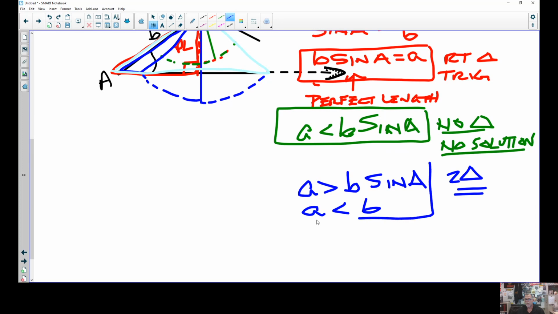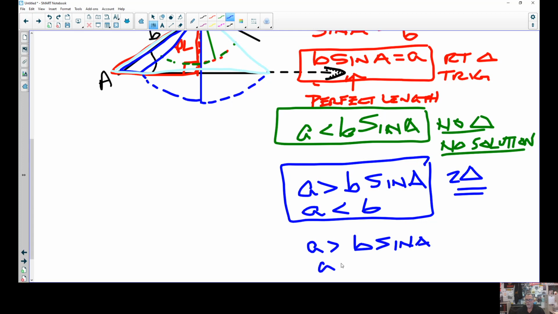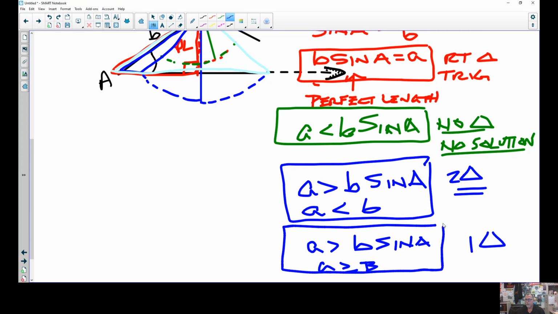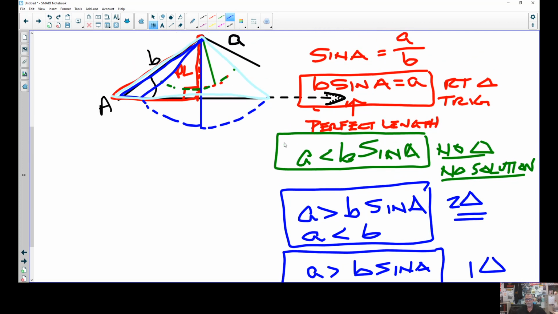Now, there's also that situation we just said that if A is greater than the perfect length, but A is greater than or equal to B, well, then we only get one triangle, and it's that big triangle going out far to the right. All right, so these are our two different situations. If it's one triangle, we would just use law of sines because we have a pair, we just use it straightforward. If it's two triangles, I'm going to give you an example of that in a moment. All right, so that's our basic setup for this.